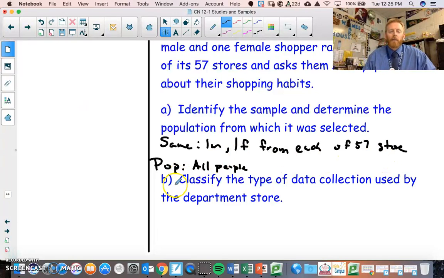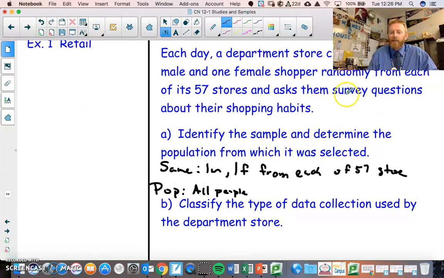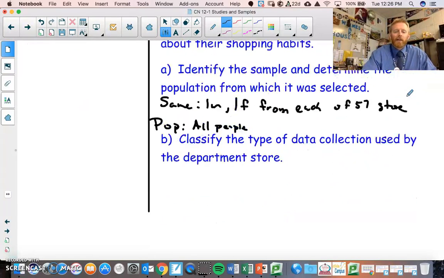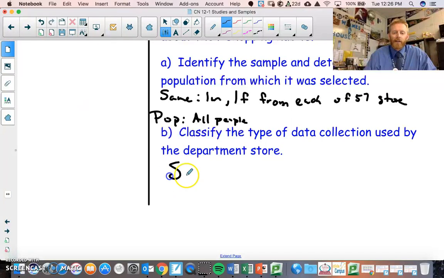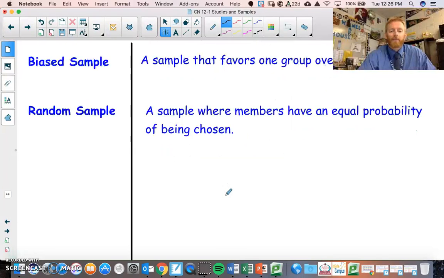Now, part B is to classify the type of data collection used by the department store. This one should be really super duper easy because it says it. It says that they did a survey. So this would be our survey. They collected data by doing a survey. And that's kind of what this lesson's about, or at least this part of the lesson is doing these kinds of things. Now there's more vocab for us.